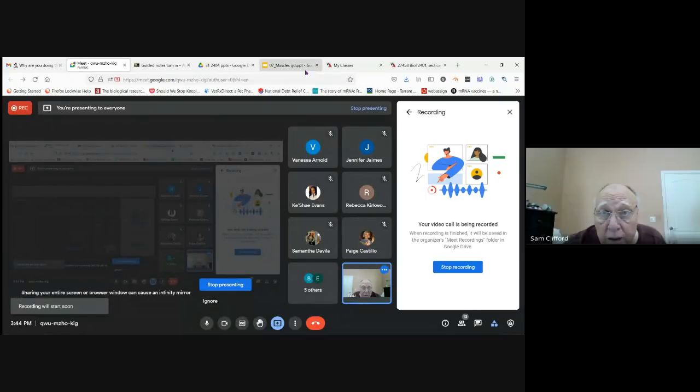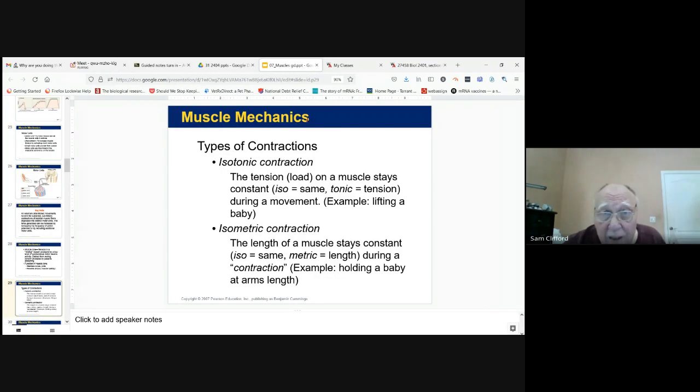Okay, back to the types of contractions. So there's two types, isotonic and isometric. So iso means same tone, same length.